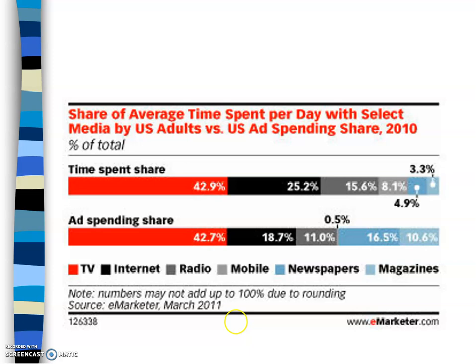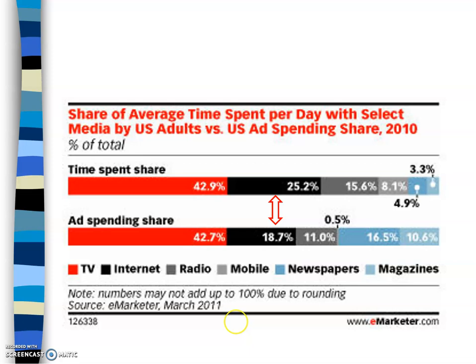So this is in 2010. If you look, people were spending 25.2% of their time on the internet, but advertisers were spending less than 19% on that medium. Television was matched up almost identically, but internet really was incorrectly matched, as well as mobile. If you look at mobile, people were spending much more time on mobile. It looks like 8.1%, but the spend was only 0.5%, right?